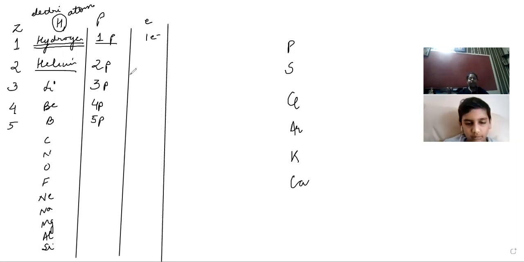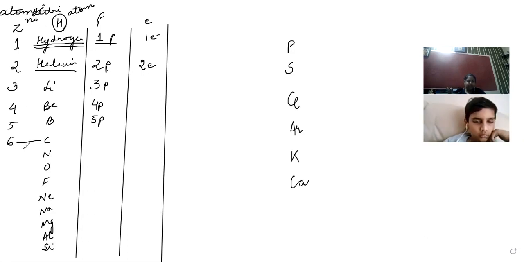Now very quickly, helium has 2 protons, so it would have 2 electrons also. Whatever number, see, carbon comes at number 6, so the atomic number of carbon is 6. Atomic number of nitrogen is 7. Oxygen is 8. Fluorine is 9. Neon is 10. Sodium is 11. Magnesium is 12. Aluminium is 13.